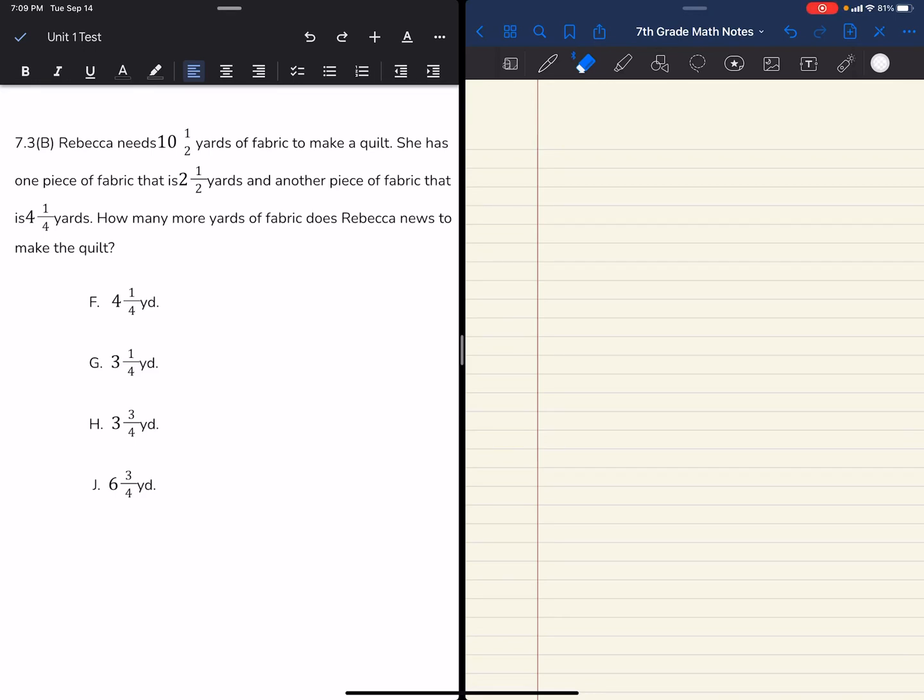Hey mathematicians, I'm sure you know by now the question is on the left side where I will be working it out on the right side as if I were a kid. So you should probably be doing the same thing to your retake question.